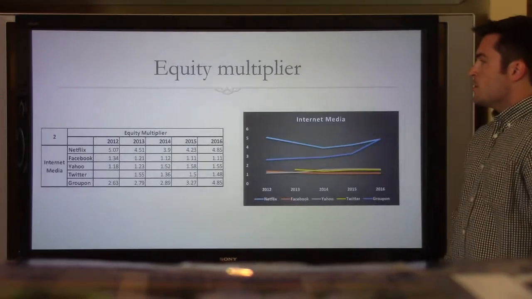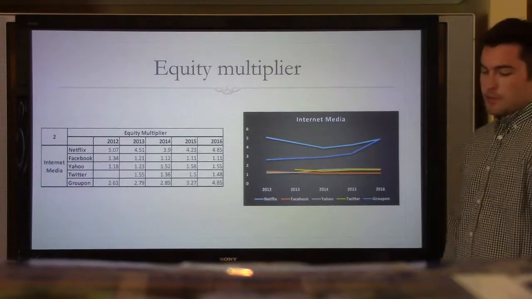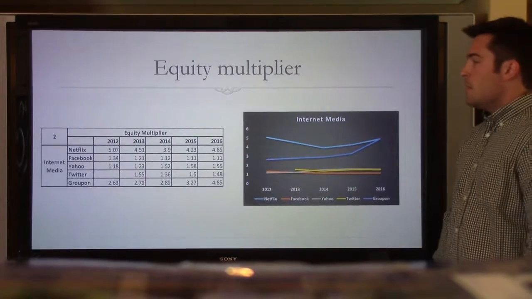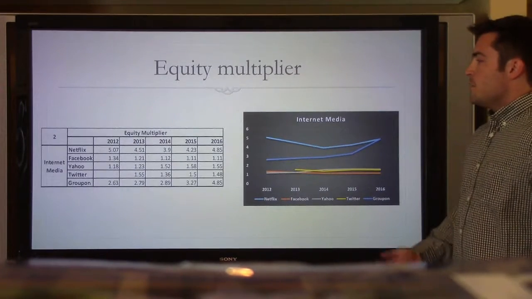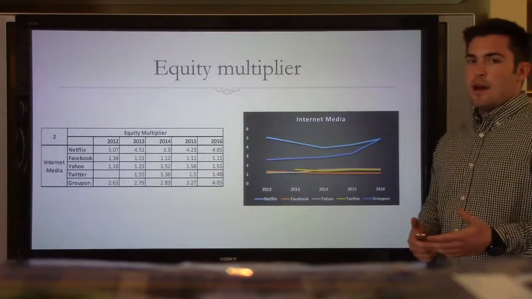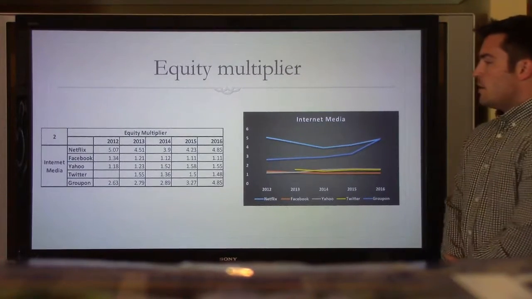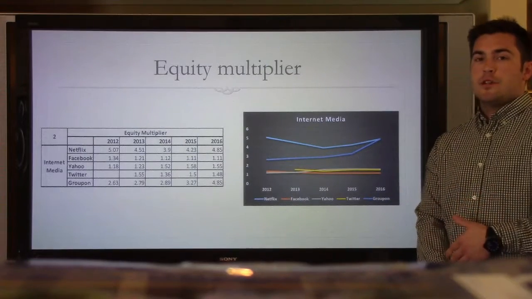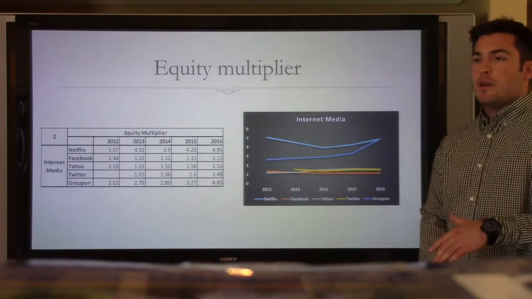Next, we'll discuss long-term solvency. Here we have equity multiplier. Equity multiplier is your total assets divided by your total equity. So this kind of gives you an idea of how much debt you have. Another way of thinking about it is the equity multiplier is 1 plus your debt to equity ratio, which is your total debt divided by your total equity.